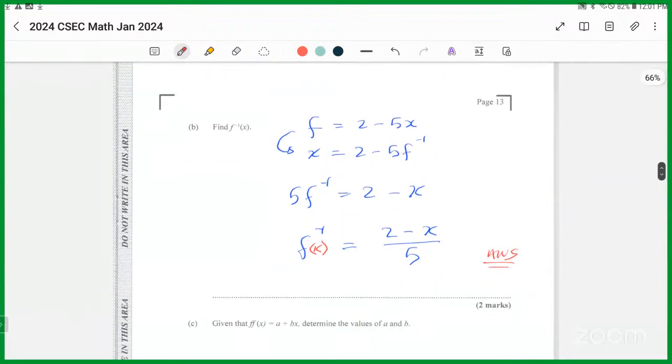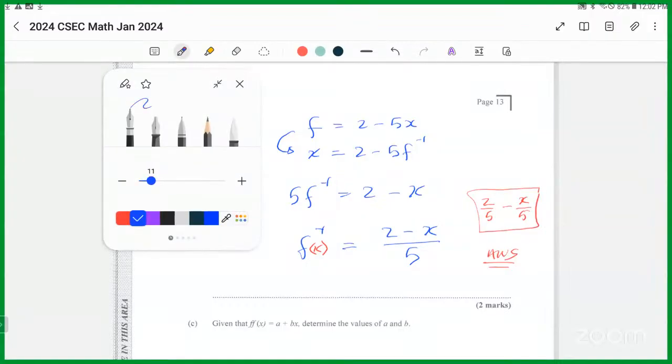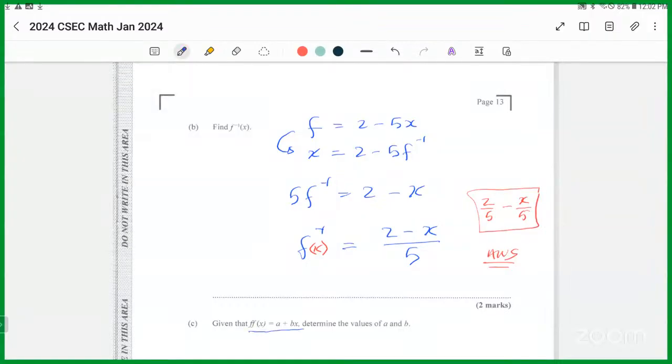That's the answer right there. If you got 2 over 5 minus x over 5, then this is still correct. If you did it another way and got that, it is still correct. Alright, yes, sir. Beautiful, beautiful.